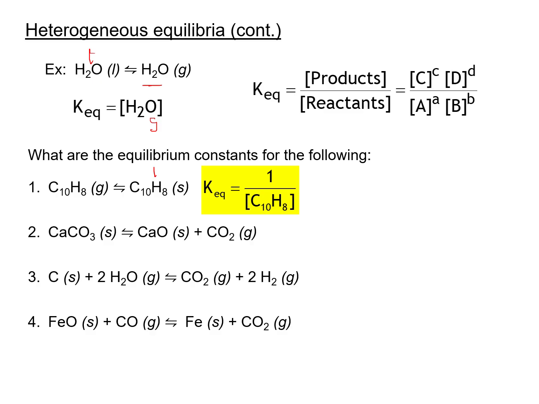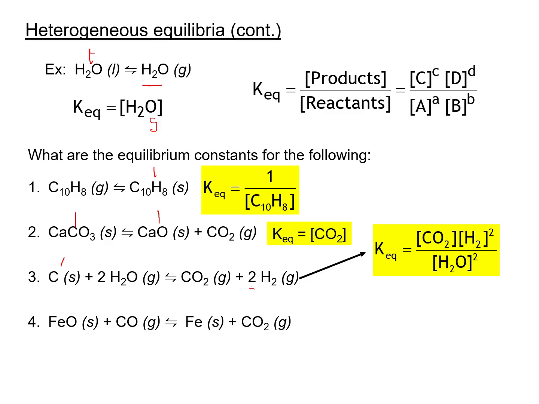For the next one, again, we've got a solid, so that's going to have a value of 1. The calcium oxide also has a value of 1. So that means our equilibrium constant is going to be just equal to the molar concentration of the carbon dioxide. We look at example 3. Here we have our carbon is 1. Water is a gas in this case, so it's still going to show up. Everything else is a gas, so it's going to be CO2 times H2 squared divided by H2O squared.